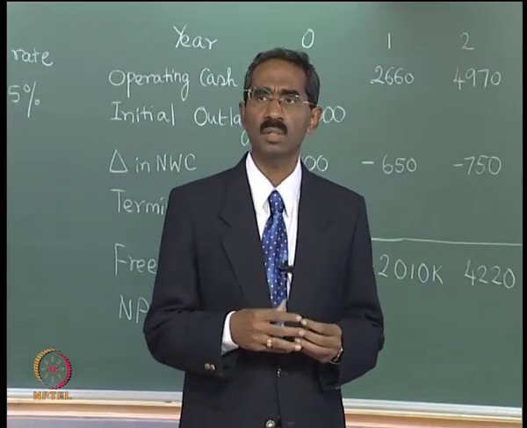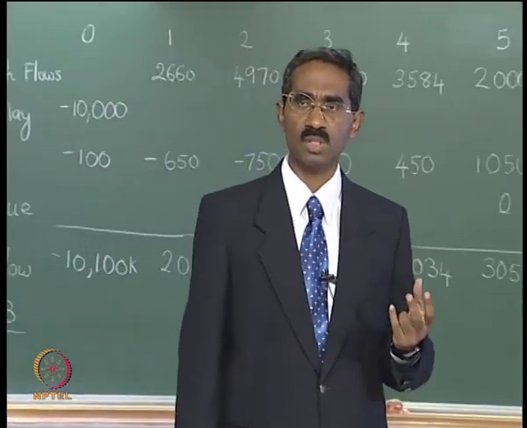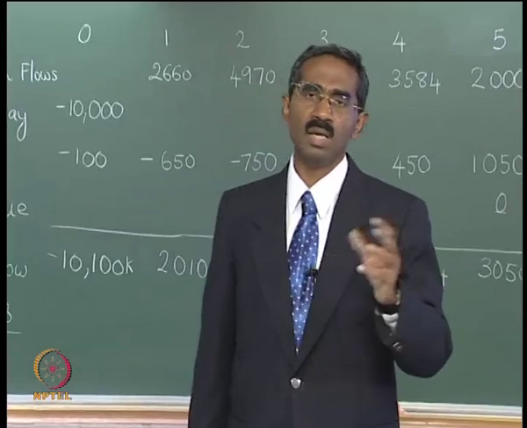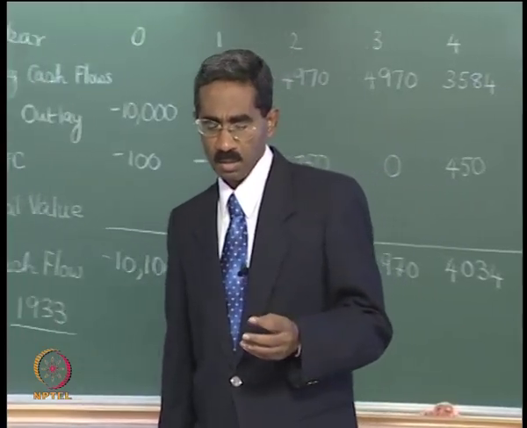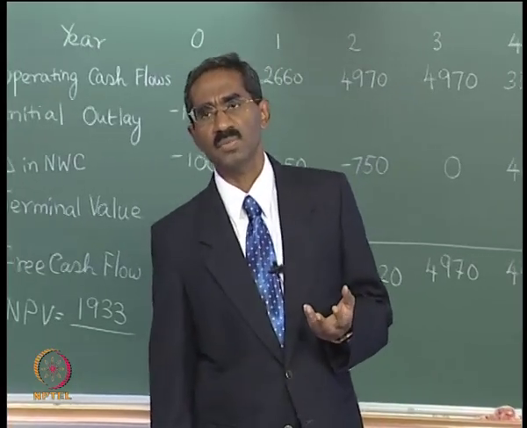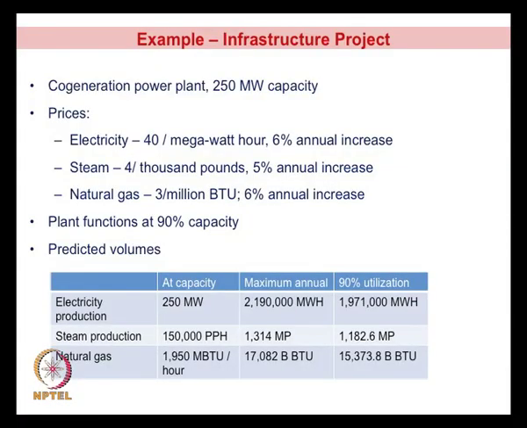So, in this case, given the fact that it is a cogeneration power plant, there are two different outputs, both steam and electricity, and let us assume that there is a steam purchase agreement and a power purchase agreement, and the rates indicated in the power purchase agreement are as follows. The rate for electricity is 40 per megawatt hour, and the power purchase agreement provides for a 6% annual escalation in electricity prices. So, that means in year 0 the price of the power is going to be 40 per megawatt hour.